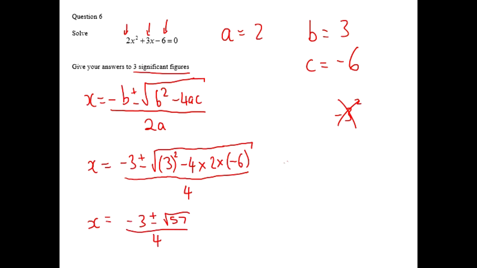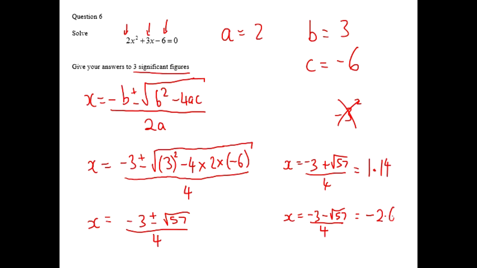You then need to work out your two solutions, so you split it into x equals negative 3 plus square root 57 over 4, and x equals negative 3 subtract square root 57 over 4. And then you type both of these into a calculator and round them off. The first one will give you 1.14. We're asking the question 3 significant figures. And the second one, negative 2.64. And these are your two solutions.